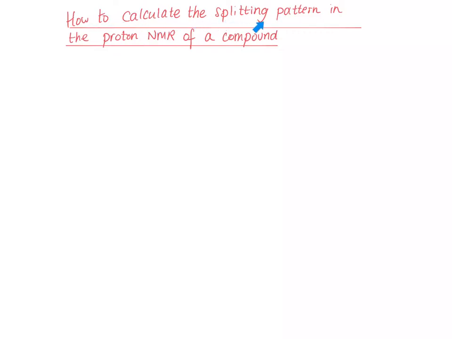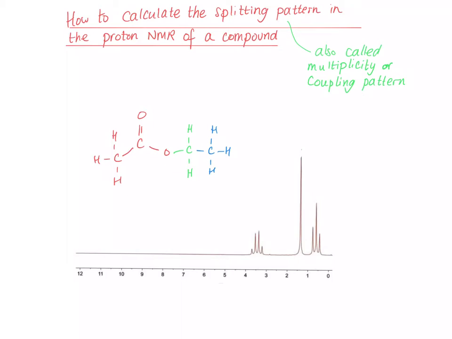How to calculate the splitting pattern in the proton NMR of a compound. The splitting pattern is also called the multiplicity and the coupling pattern. So here we have ethyl ethanoate, it's an ester, it's the ethyl ester of ethanoic acid, and here is its proton NMR spectrum. So we have a triplet here, a singlet here, and a quartet here.